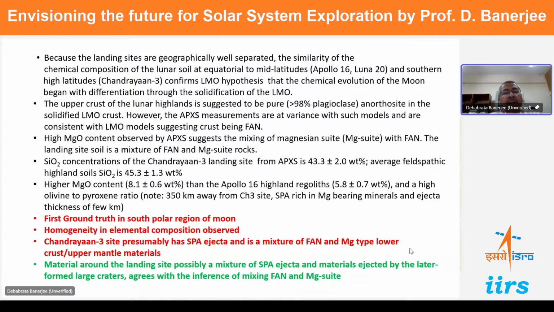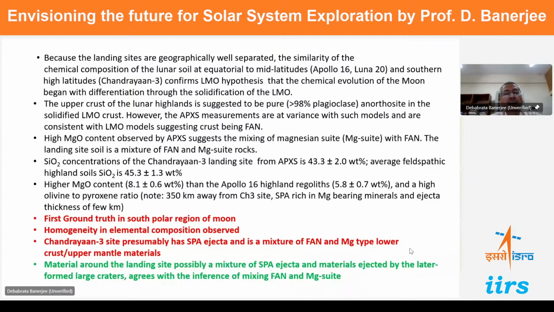And the Chandrayaan-3 site has SPA ejecta. This is the South Pole Aitken Basin, which is a huge basin in the south polar region of the moon, and it is important in respect of its early impact activity, and is a mixture of ferroan anorthosite, FAN, and magnesium-type lower crust and upper mantle material. So it is believed that the South Pole Aitken Basin has excavated the mantle as well, and some of that material is presumably present in this landing site.